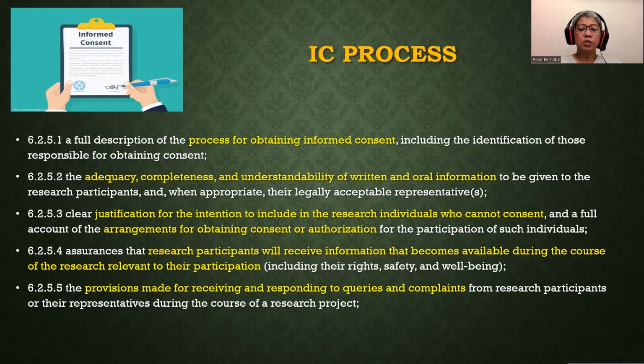Assurances that research participants will receive information that becomes available during the course of the research relevant to their participation, especially information relating to rights, safety, and well-being of research participants. And this usually comes in the form of continuous reporting. Provisions made for receiving and responding to queries and complaints from research participants. So is this something clearly stated in the informed consent process?